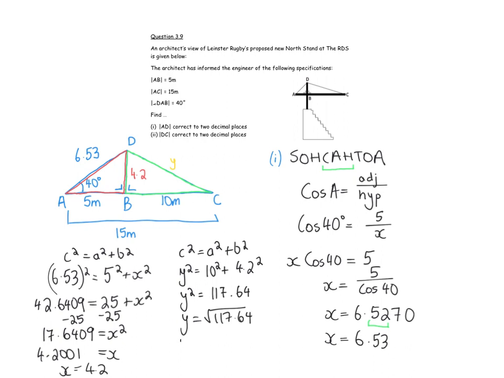When you put that into your calculator, you're going to get 10.846. We want it correct to 2 decimal places, so we're going to get y is equal to 10.85. So that is DC corrected to 2 decimal places, which is 10.85. If we just highlight that there, part 2 is 10.85.